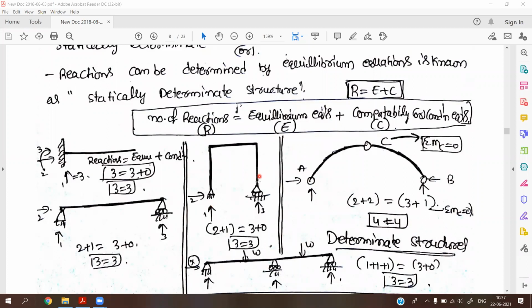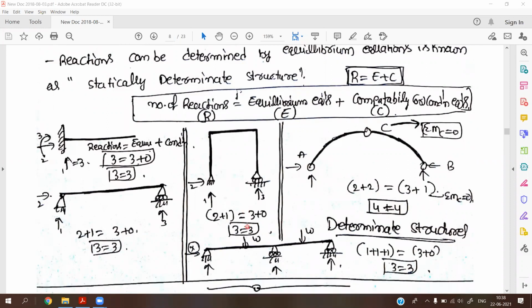If we take a frame, we have one immovable hinged support and one roller support. So two reactions and one reaction, totally three reactions. For a frame we also have three equilibrium equations. So 3 equal to 3. Therefore this is also a determinate structure.